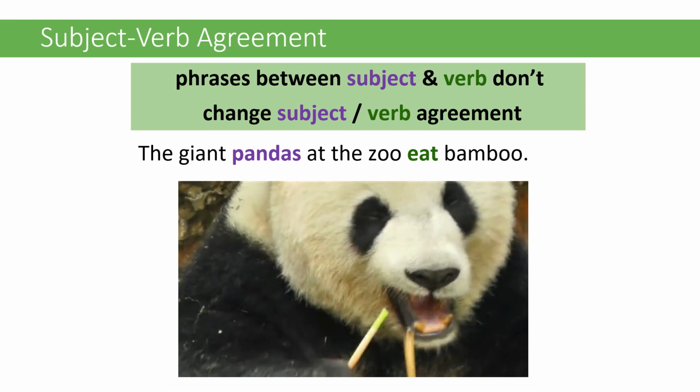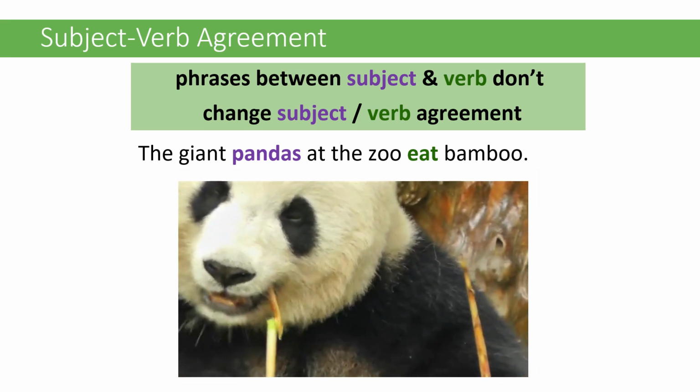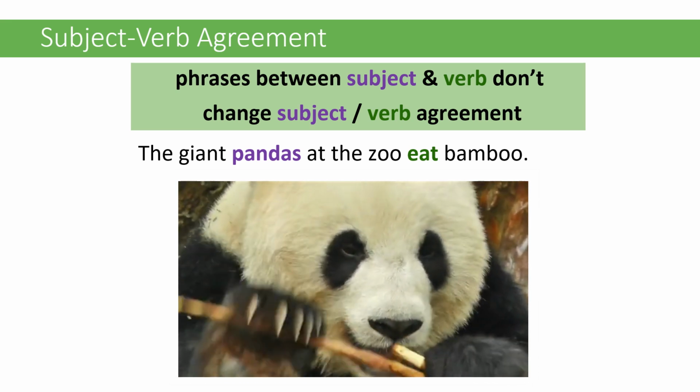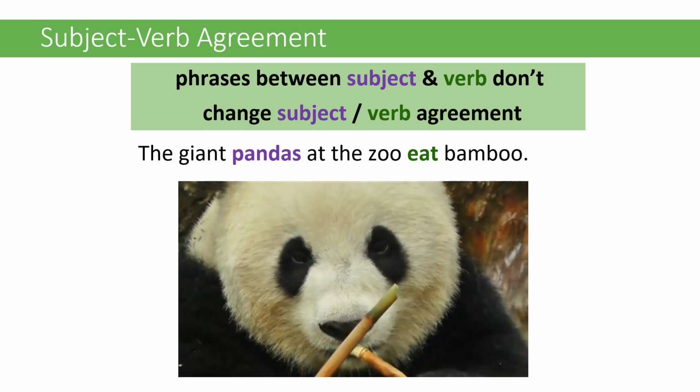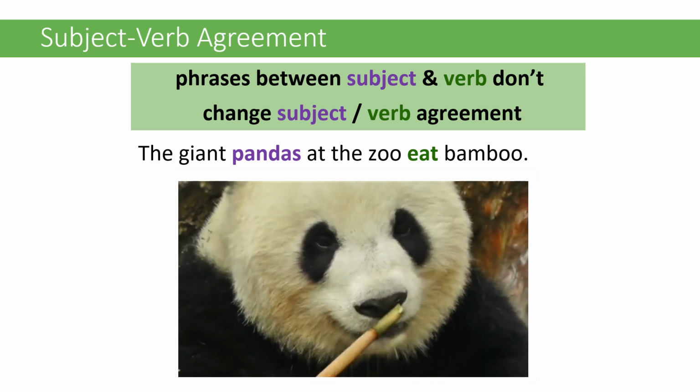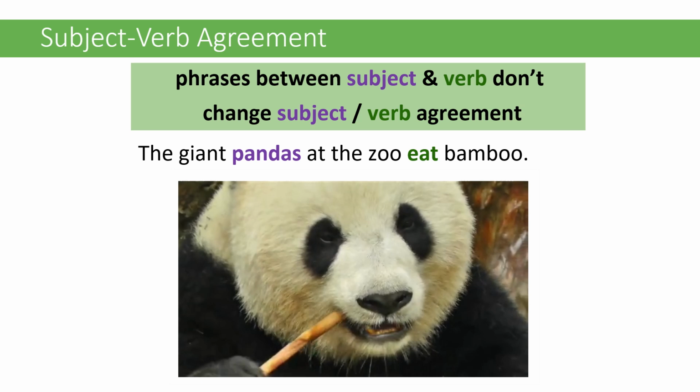Sometimes a phrase comes between the subject and the verb. Look at the example. The giant pandas at the zoo eat bamboo. At the zoo comes between the subject and the verb, but it does not affect agreement. The subject, pandas, is plural, so the verb eat is also plural.